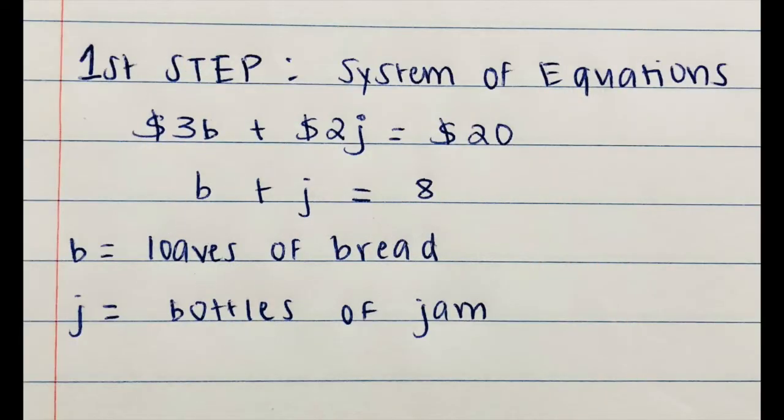In order to solve this problem, we must first set up a system of linear equations. Here we have 3b + 2j = 20 and b + j = 8. b is equal to the loaves of bread and j is equal to bottles of jam.